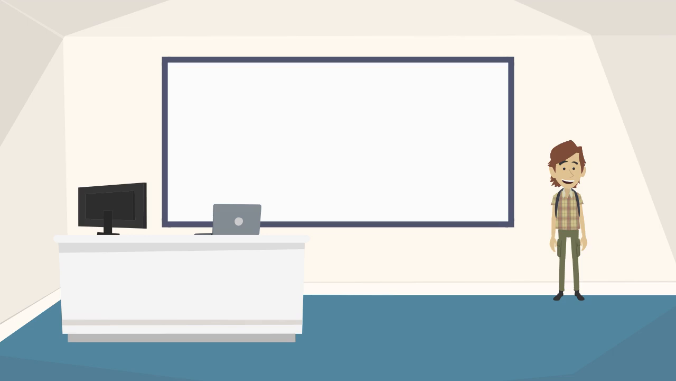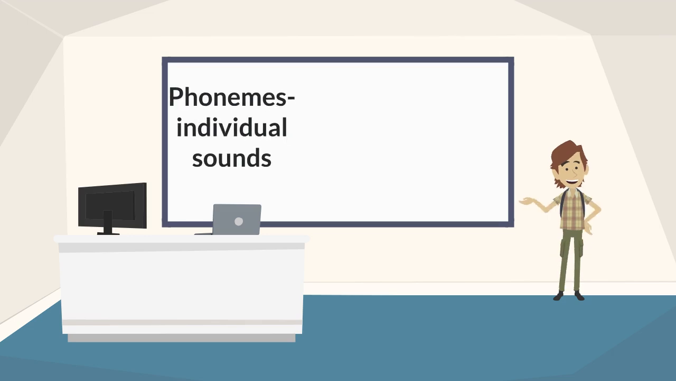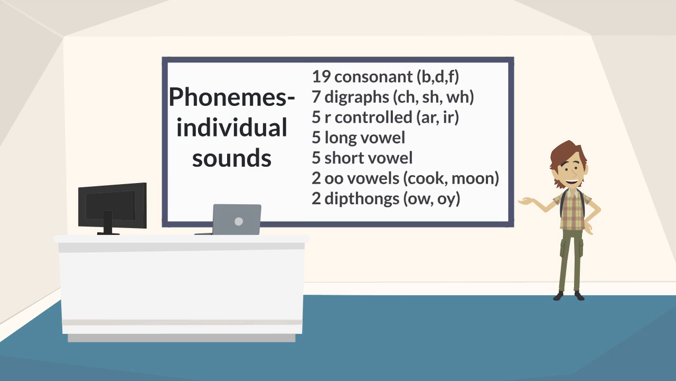In my reading intervention class, we teach the 44 phonemes. There are consonants, digraphs, R-controlled vowels where the letter R changes the sound. There are short and long vowels, double O vowels, and diphthongs. Most of my English language learners need to just learn a few new sounds and then learn how those sounds connect to spelling in English.